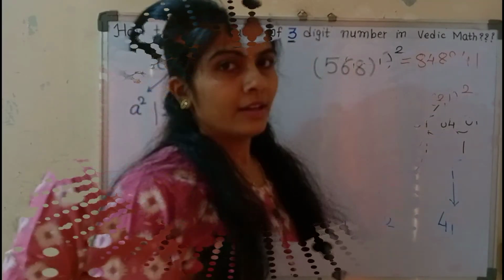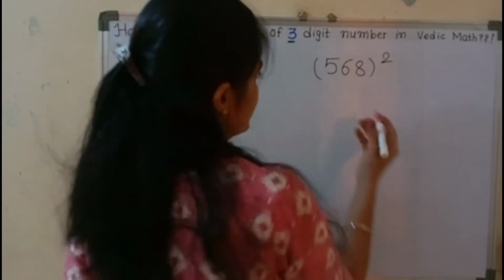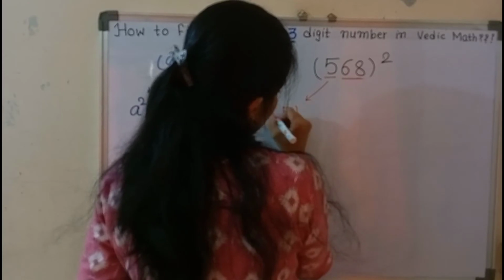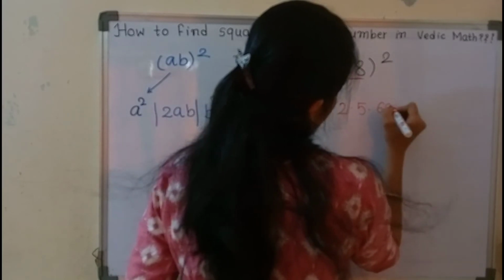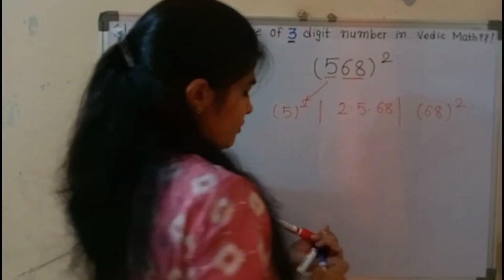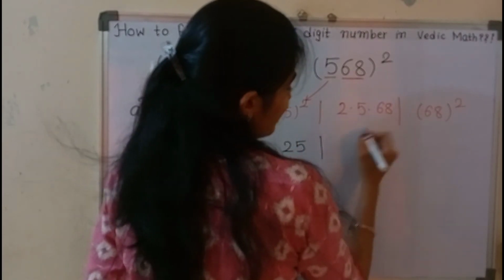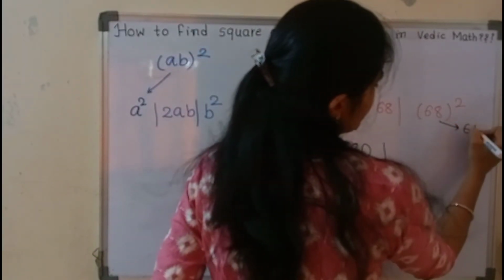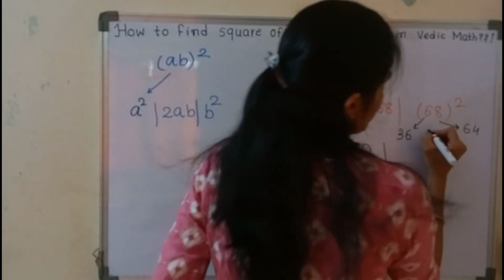Let's take one more example. Let's say the next number is 568. So we need to find out the square of 568. So this will become A, this will be B. So what I need to do is, I need to write down square of 5, then 2 times 5 times 68, and square of 68, right? So square of 5 is 25. This is quite simple. 2 times 5, 10. So I can say this is 680. And next one is square of 68. So this will become my 64. This is 36, right? And 6 times 8 is 48 times 2, which is 96.